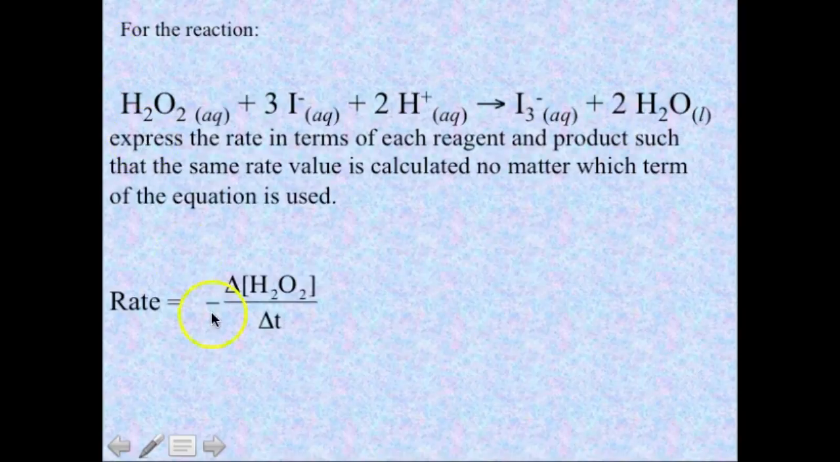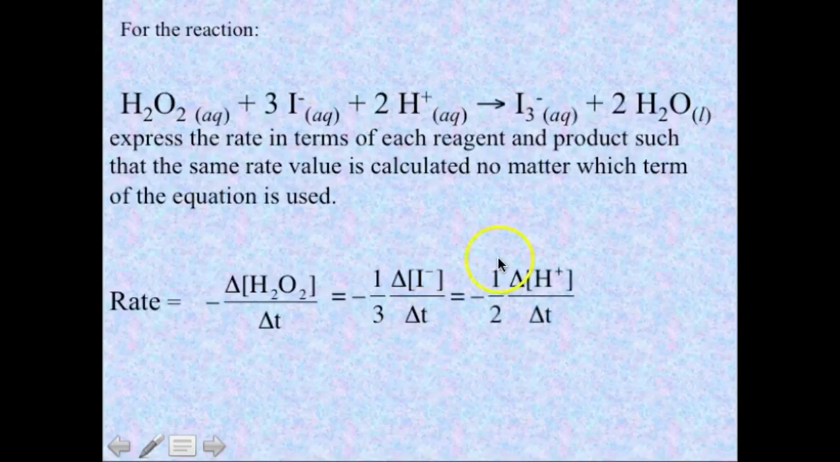First, for the hydrogen peroxide, we use a negative because it's a reagent. The change in concentration of hydrogen peroxide divided by the change in time would equal 1/3 the rate of disappearance of the iodide divided by the change in time. That would also equal 1/2 the change in concentration of hydrogen ion divided by the change in time.